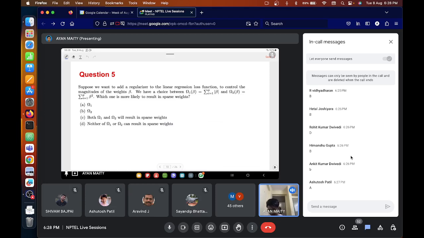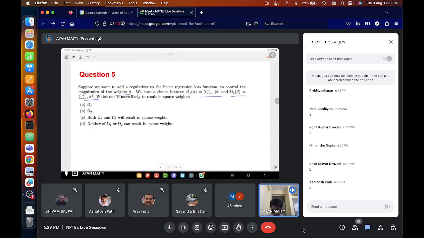This is question 5. Suppose we want to add a regularizer to the linear regression loss function to control the magnitudes of the weights beta. Beta is the weights of the linear regression, which we multiply with the data matrix X. We have a choice between these two regularizers, sigma 1 beta and sigma 2 beta. These are the two regularizers we have.